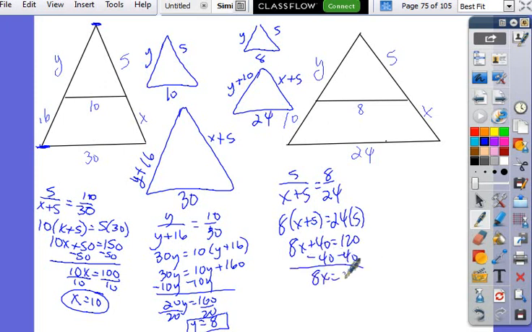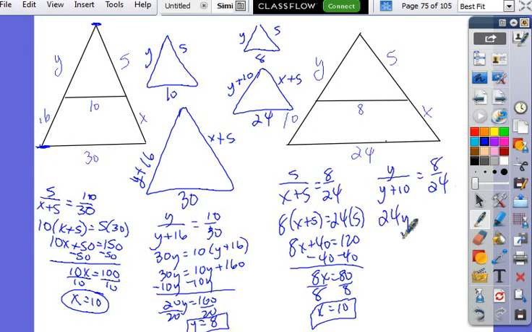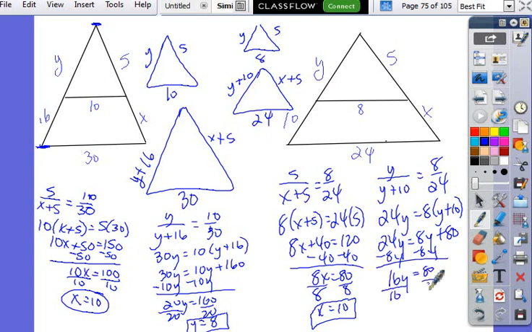Then I go to the y, so that's going to be y over y plus 10, and still 8 over 24. 24 times y, and then 8 times y plus 10. Cross multiply, distribute: 8y plus 80, minus the 8y. 16y equals 80. Divide by 16. Okay, that's right. X equals 5. Y equals 5.